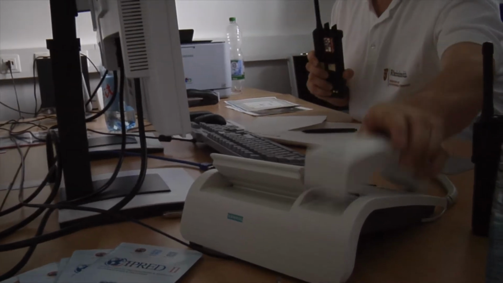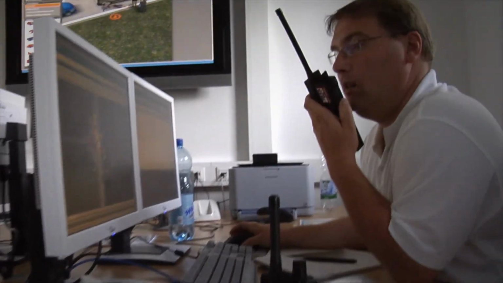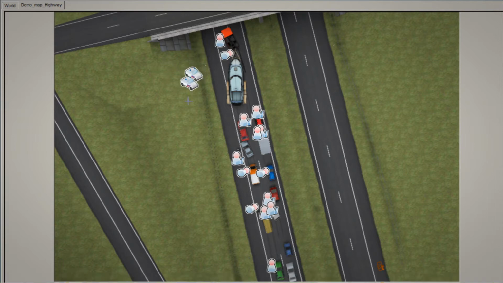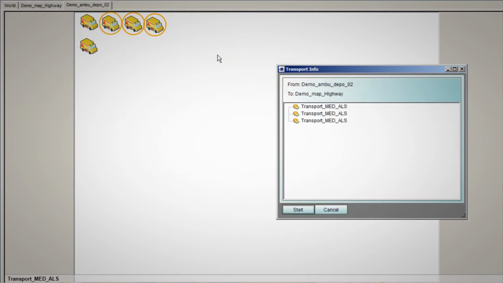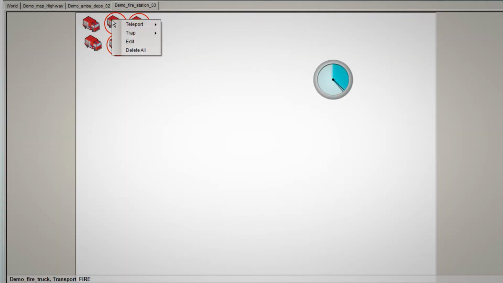An ISEE training starts with an emergency call to the control center. Police, paramedics and fire services are alerted. Police arrives first at the incident and asks for additional resources. The control center coordinates the dispatch of other emergency services. Realistic transport times are used in ISEE.